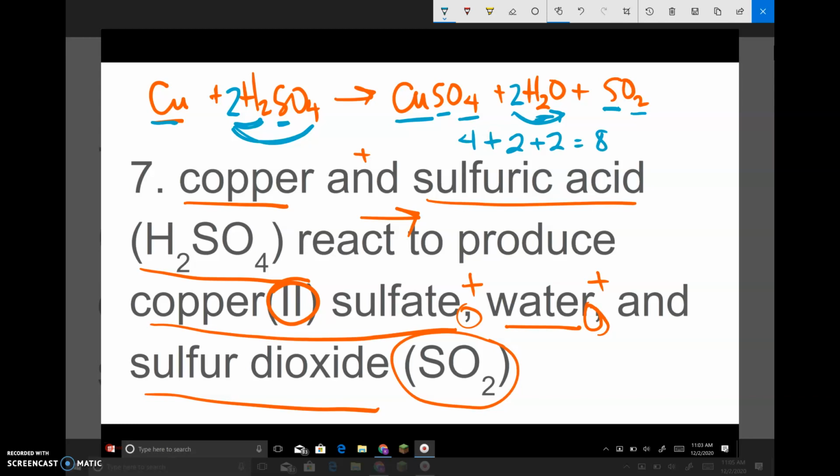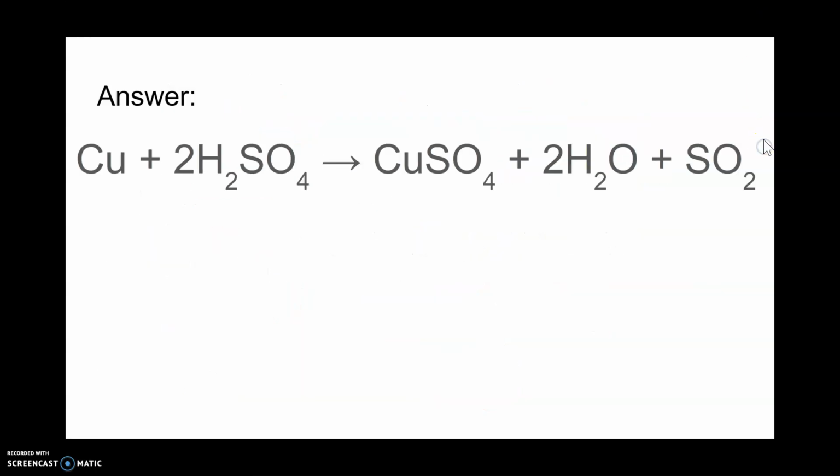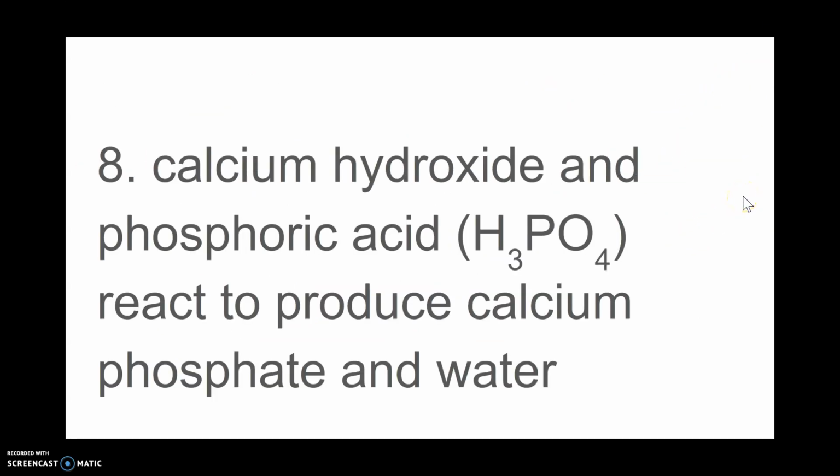So this is why we balance oxygen very last, because a lot of times oxygen is in multiple places. And so we have to double check to make sure that we aren't changing it first and then changing everything else. So we want to always balance oxygen last. So that is now your balanced chemical equation. Okay, and now let's do number 8.